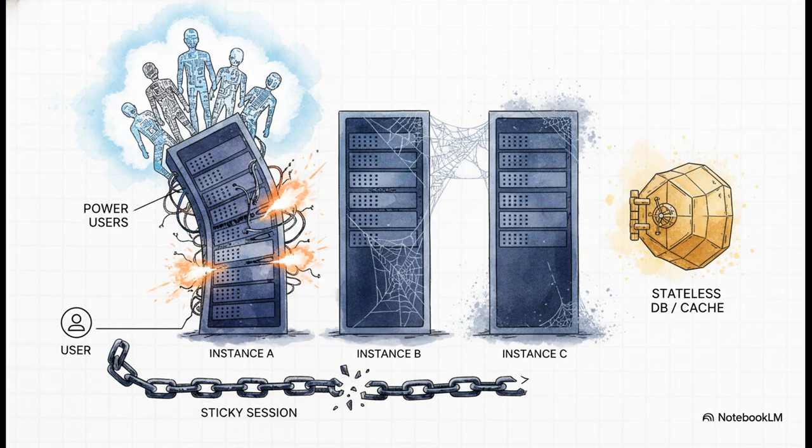But there's always a catch. The trap here is uneven load distribution. If a handful of highly active power users, the ones absolutely hoarding all your CPU, all happen to get pinned to instance A, that server is going to melt down while instances B and C just sit there twiddling their thumbs. Plus, if autoscaling suddenly removes a target during a scale-in event, those sticky sessions instantly break. And that is exactly why moving to a stateless design, where session data lives in a shared database or a Redis cache, is the ultimate architectural goal.